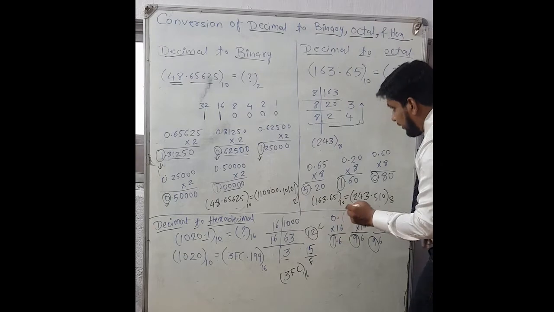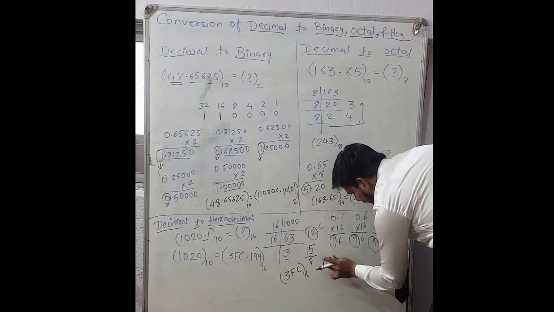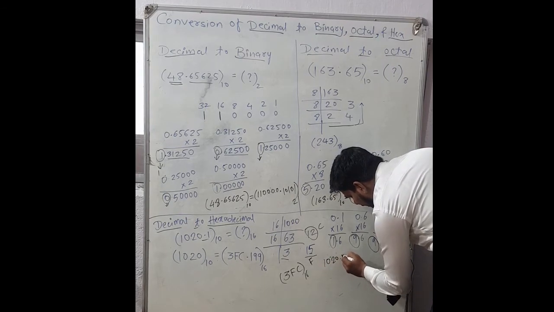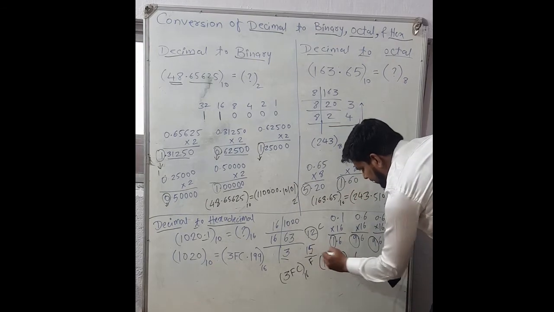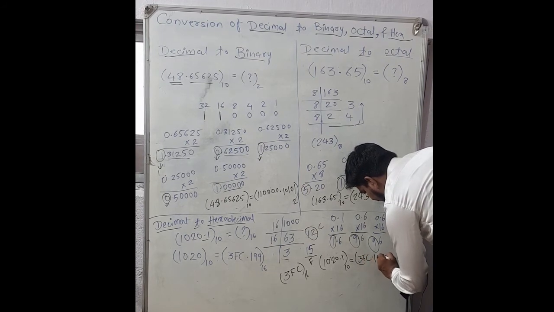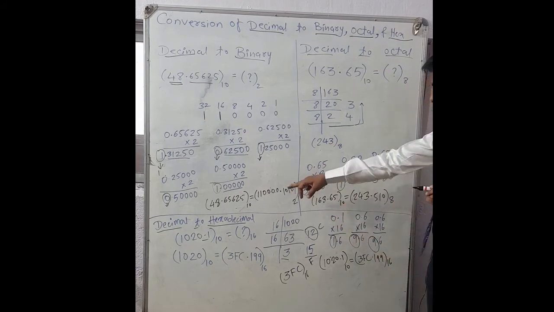And the example is 1020.1, a decimal number. Its hexadecimal equivalent is 3FC.199.